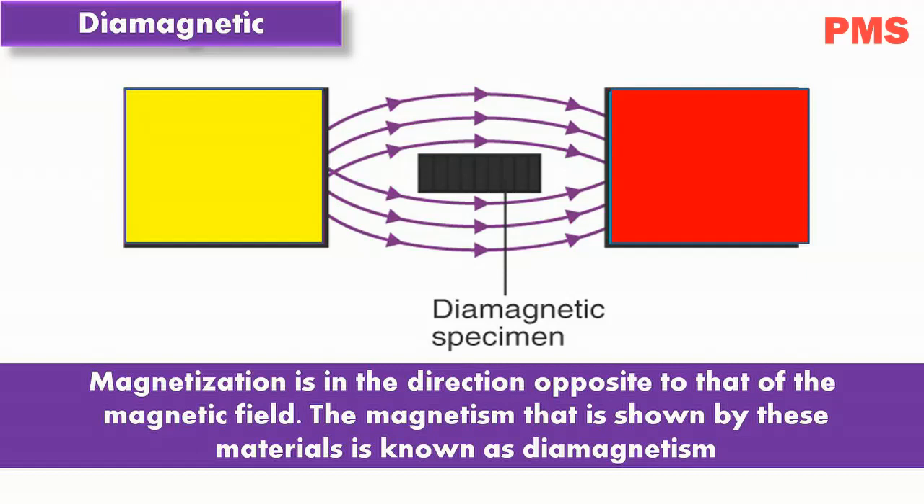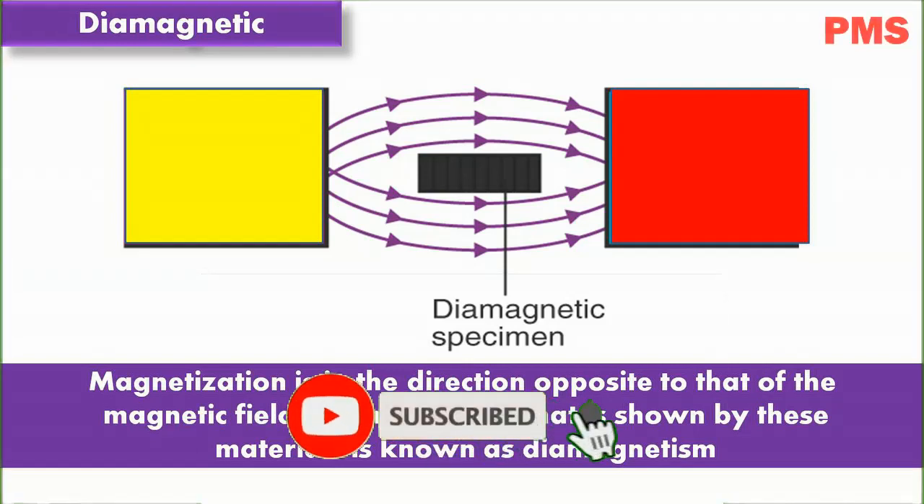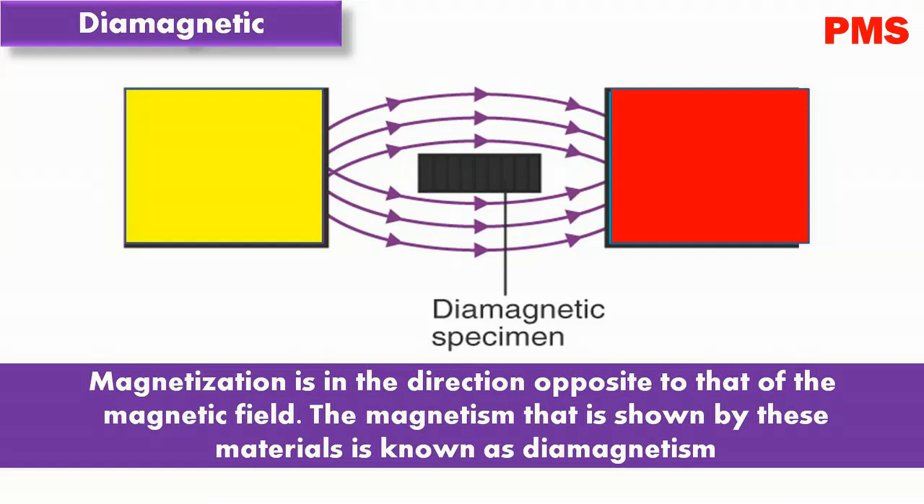Diamagnetic materials are those materials that are weakly magnetized when placed in a magnetic field. However, the magnetization is in the direction opposite to that of the magnetic field. The magnetism shown by these materials is known as diamagnetism. We can relate to diamagnetic materials in our daily lives.